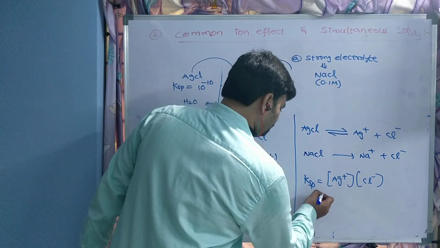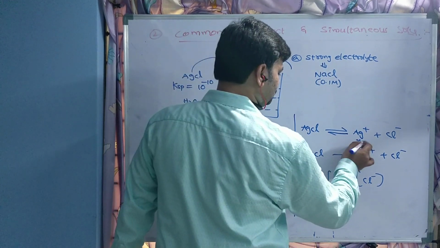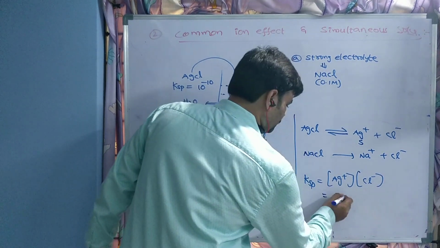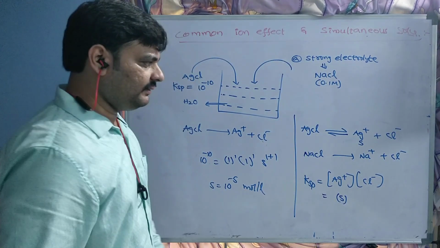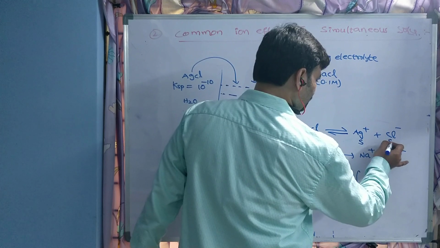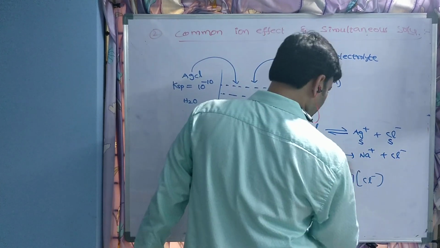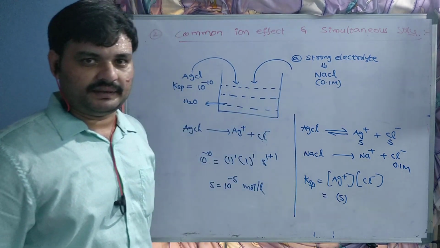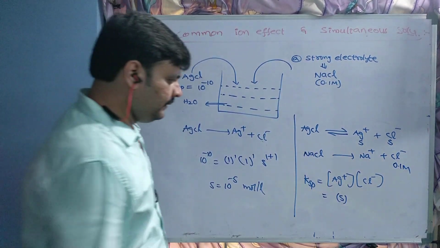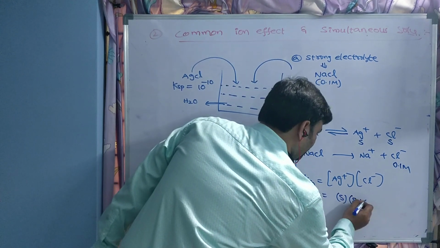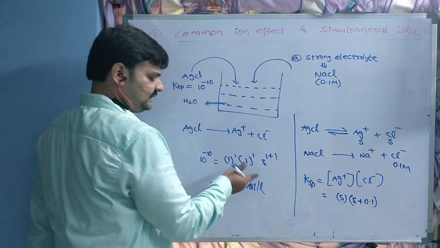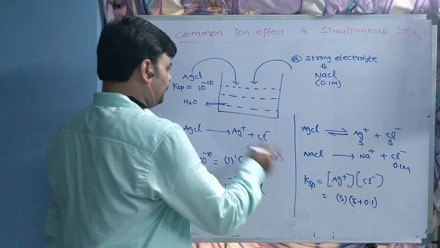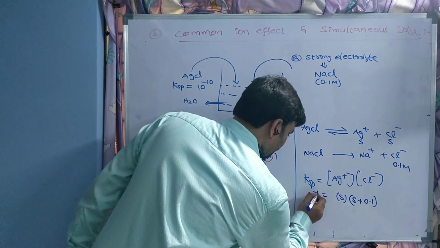Now here the concentration of AgCl we don't know, so it is considered as S. And the concentration of Cl minus: because of the AgCl it is S, and because of the NaCl it is 0.1 molar, because 0.1 molar NaCl is added to the container. Therefore it is S plus 0.1. In the previous case the value was S only, but in this case it is S plus 0.1, and the Ksp value is equal to 10 power minus 10.